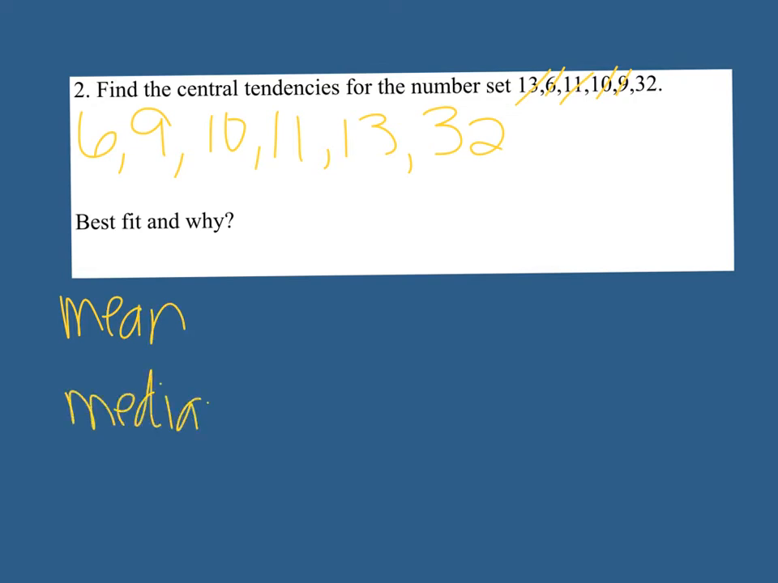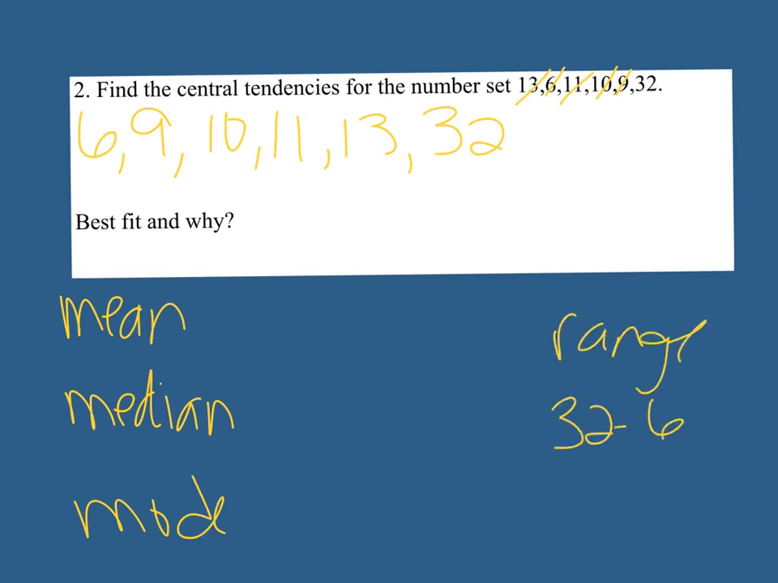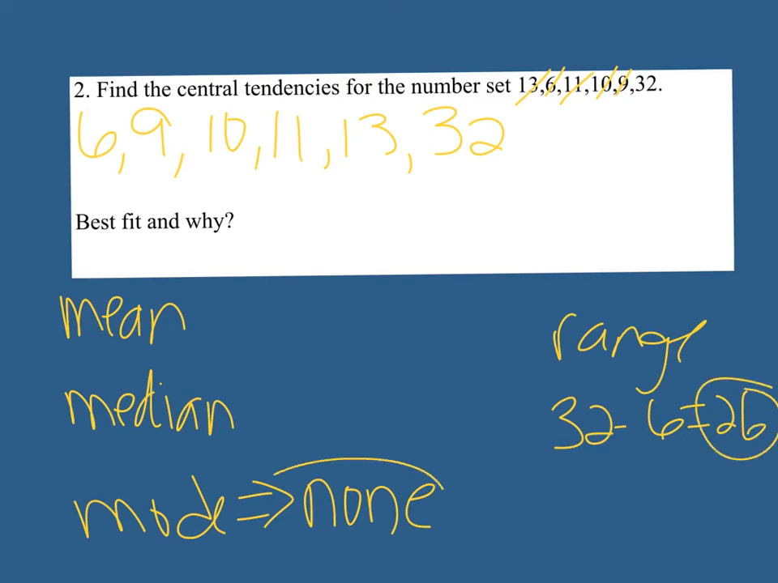So mean, median, mode, and range. Range is 32 minus 6. Okay, mode's going to be what occurs the most. No number repeats, so I'm going to write the word none on here, just because if I write 0, that could be a problem. Oh, I forgot to do the range. That's 26. So the range is 26, the mode is none.